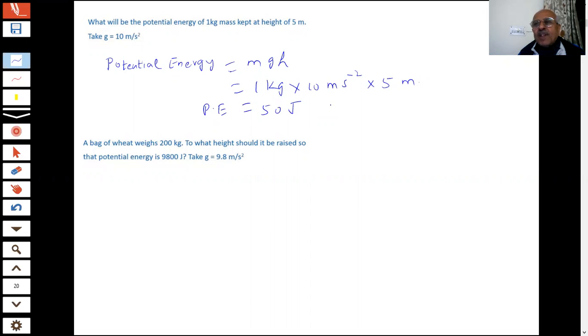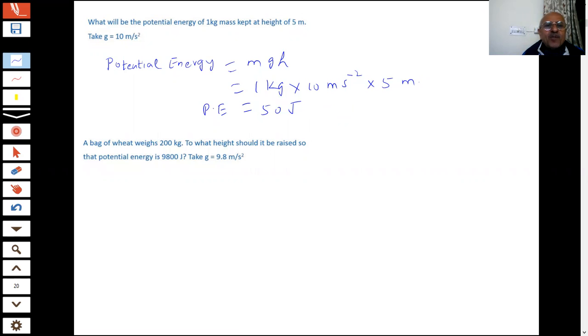If the table is 1 meter high, student, you can calculate that value and you will know how much energy is there. If it falls on your feet, whether it will hurt you badly or not, you can see from how much energy it has, because it will give that energy to the object when it falls on the ground. It has stored 50 joules of energy.